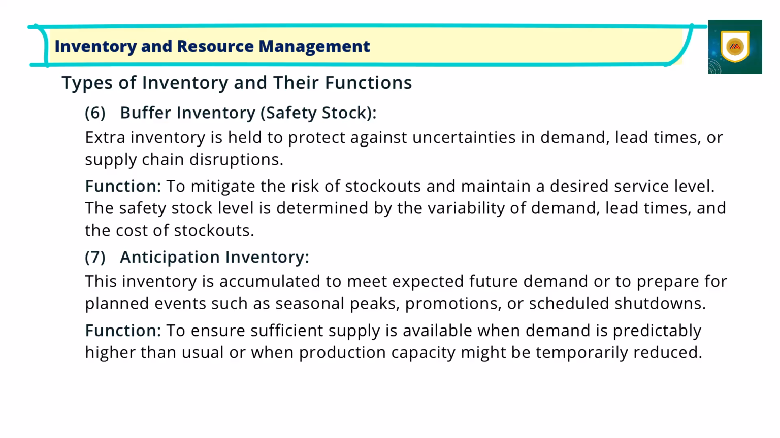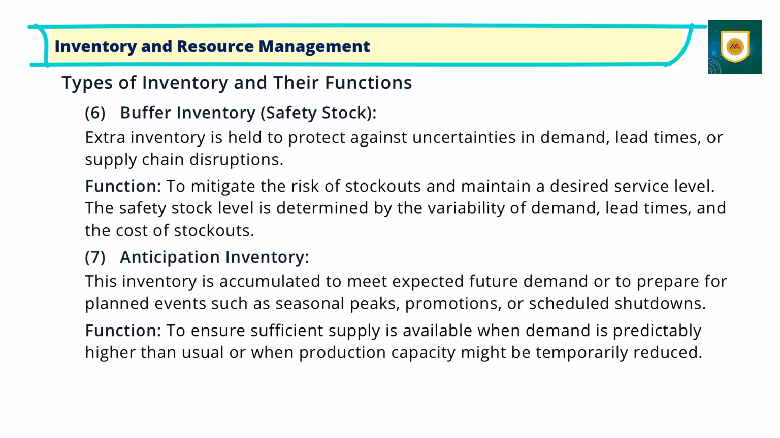6. Buffer inventory, safety stock. Extra inventory is held to protect against uncertainties in demand, lead times, or supply chain disruptions. Function: to mitigate the risk of stockouts and maintain a desired service level. The safety stock level is determined by the variability of demand, lead times, and the cost of stockouts.